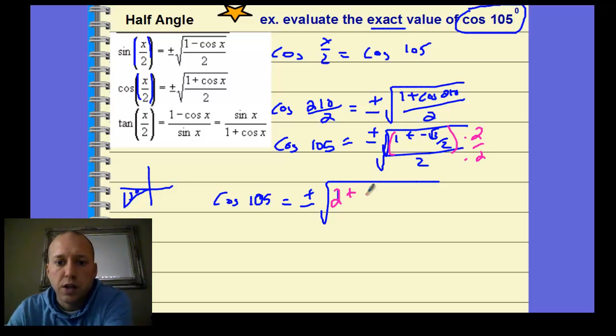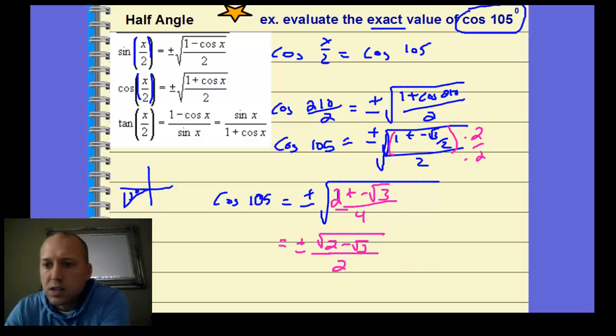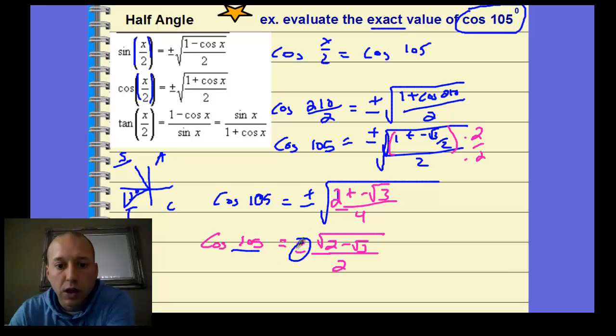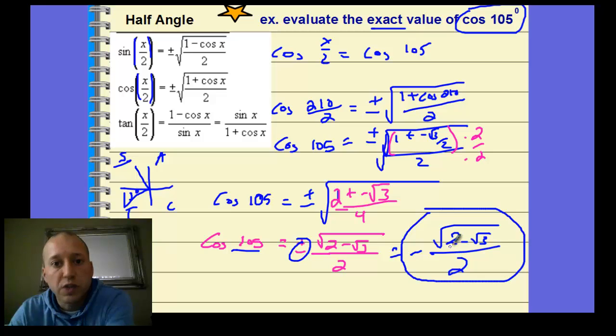So we distribute the 2 with 2 plus the negative root 3 all over 4, which we plus or minus the square root on the numerator is 2 minus root 3. The denominator we now write as 2 because the square root of 4 is 2. The last thing we need to do here is to figure out what sign it actually is. Cosine of 105, where is this angle? Cosine of 105 is up here. All students take calc. Cosine is the only one that's positive here, so we actually need the negative value. Okay, so then our final answer will be negative root 2 minus root 3 all over 2. So this is the final exact ratio because we're leaving it in radical form.